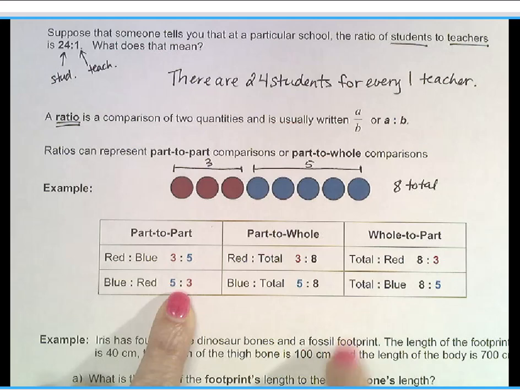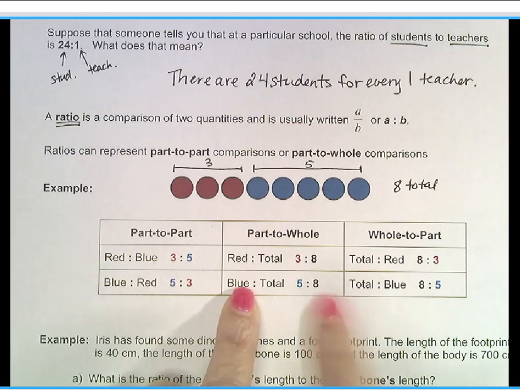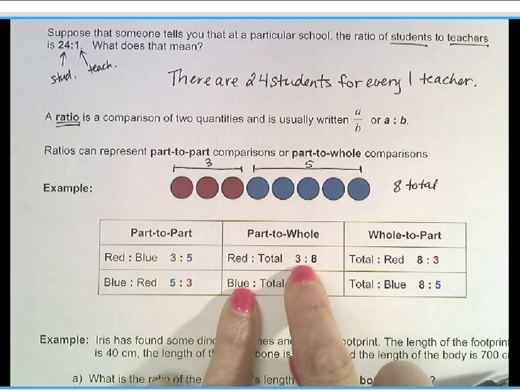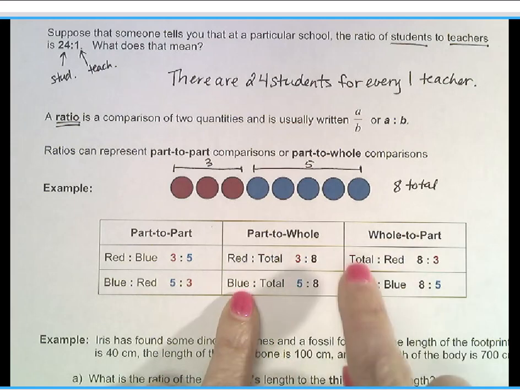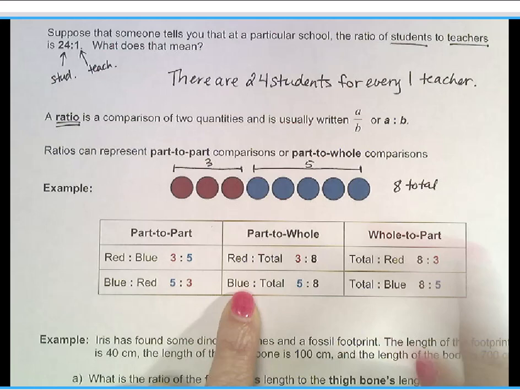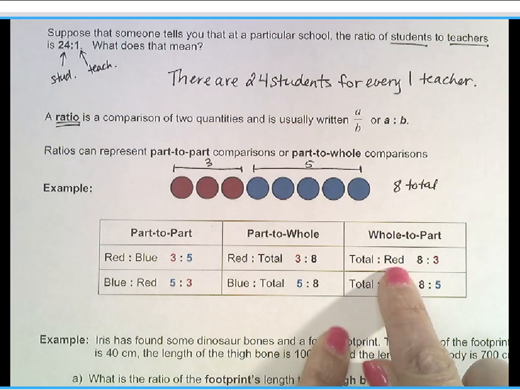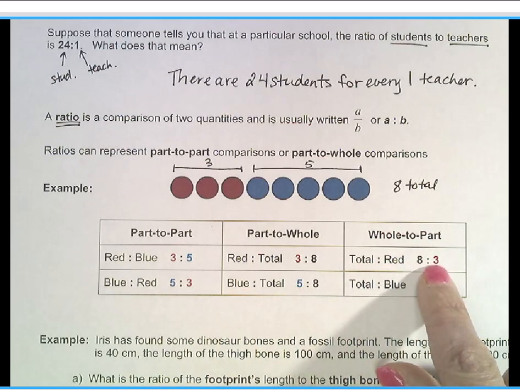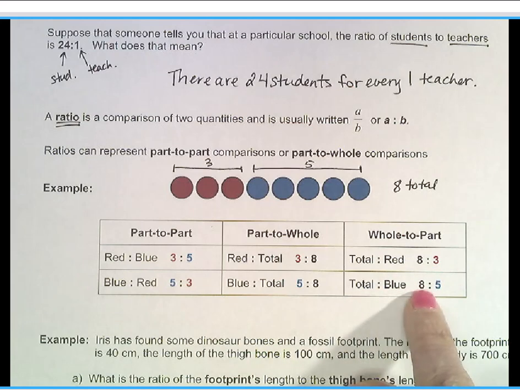Okay. Or maybe I want to compare part to the whole. Maybe I want to compare the red part to the whole. That would be 3 to 8. Or if I wanted to compare the blue part to the whole, that would be 5 to 8. Or you could do these backwards. You could do the whole to the part. So the total number of dots to the red dots, that would be 8 to 3. Or the total number of dots to the blue dots, that would be 8 to 5. So there's multiple ways that you can set these up, all perfectly reasonable. They're all mathematically correct. It's just what message are you trying to convey and what are you talking about, to determine which one of these you would use.